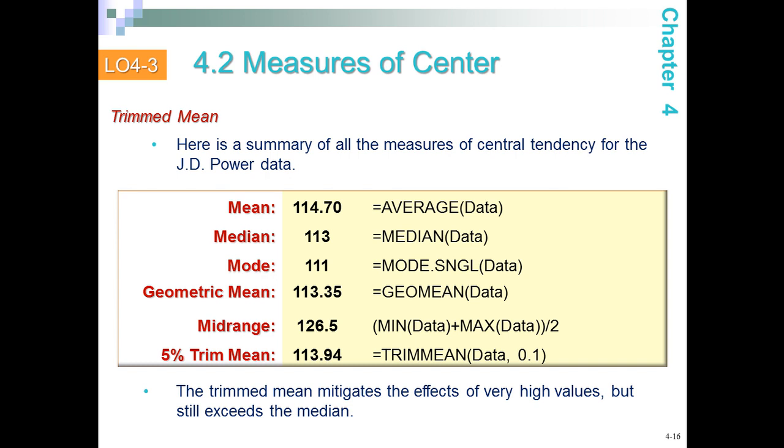Here's a list of the functions in Excel you can use to calculate all of these things: average, median, mode.sngl, geomean, min, max divided by 2, and trimmean. Those are all things that we can use, and you'll become familiar with not all of these, but some of these things as we move on through the class.